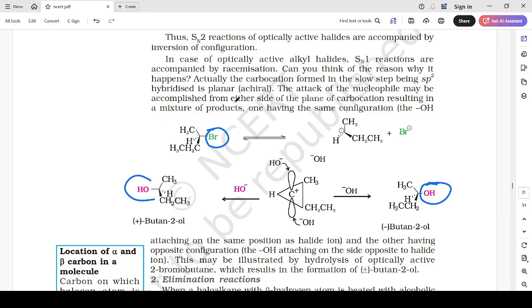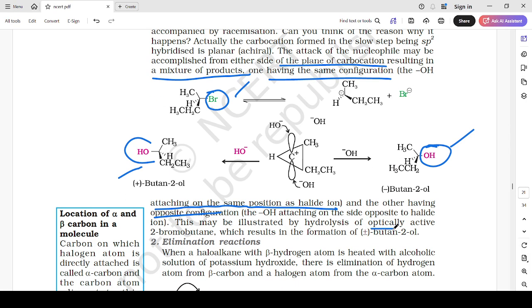The attack of the nucleophile may be accomplished from either side of the plane of the carbocation, resulting in a mixture of products, one having the same configuration, attaching on the same position as the leaving ion, like this, and the other having the opposite configuration, like this. This may be illustrated by the hydrolysis of optically active 2-bromobutane. The molecule they have taken is 2-bromobutane. This results in the formation of plus or minus butan-2-ol. Why do I say plus or minus? Both are possible, so I call it plus or minus.